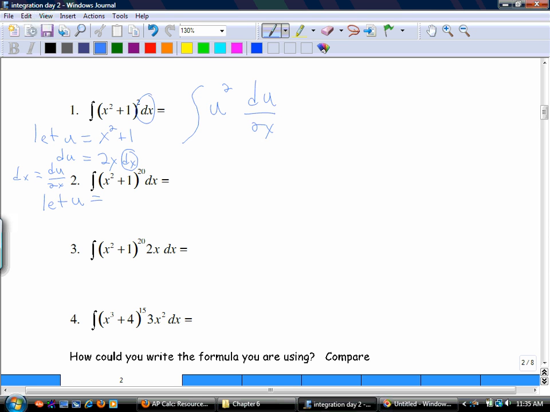Thank you, Lucas. Excellent. All right, let u equal, again, what's inside the brackets, which is x squared plus 1. We're finished as much as we can do. These ones are just to explore what I do with the du. What do I replace?